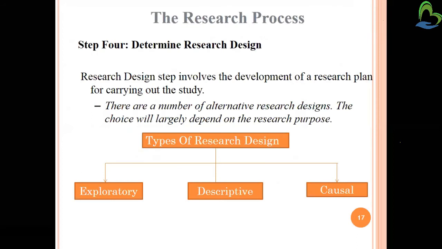Next, step 4 is determining the research design. Very important. I told you, this is a blueprint. Research design is a blueprint. You are developing a map for it. You are developing a master plan. How can we see that master plan?